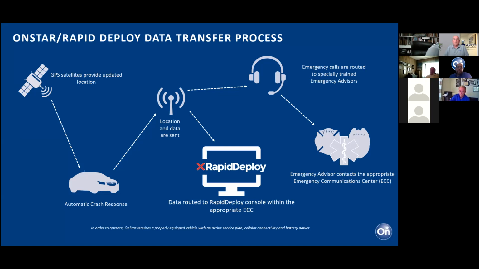So if you're not familiar with OnStar, it's not all GM vehicles that have OnStar. They obviously have to have some type of subscription or active service plan with us. And we have to have cellular connectivity, and the vehicle still has to have battery power. So OnStar is equipped on all General Motors vehicles, GMC, Chevy, Buick, and Cadillac. But if they're not connected with us or they're not utilizing the service, these crash indicators do not come in. So that information comes into us.